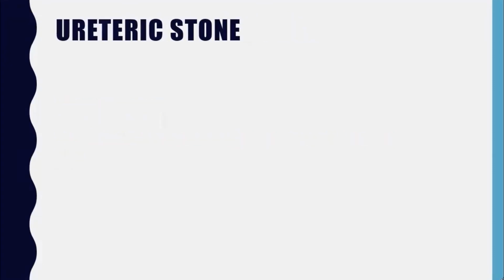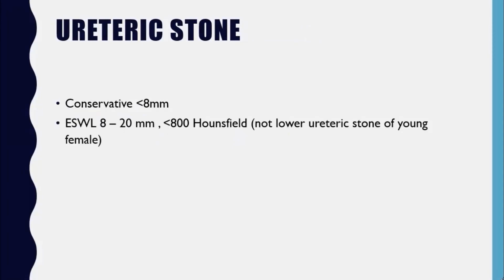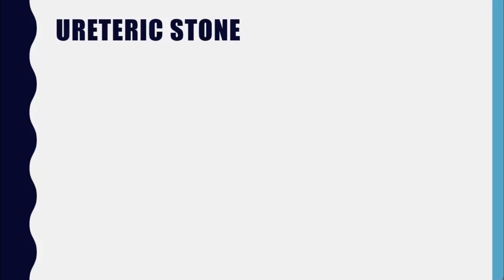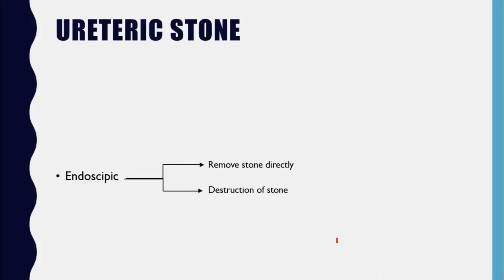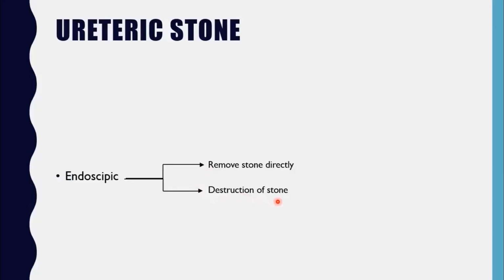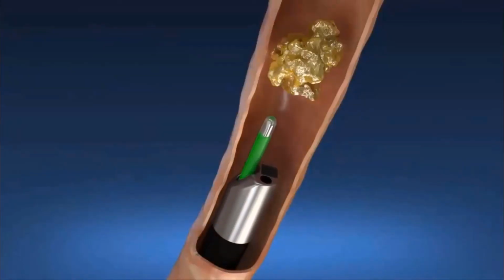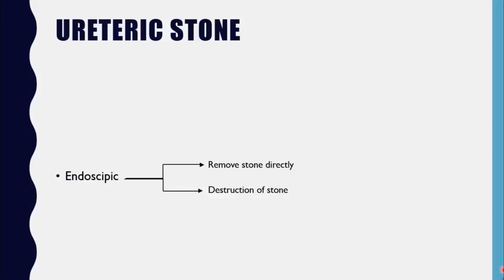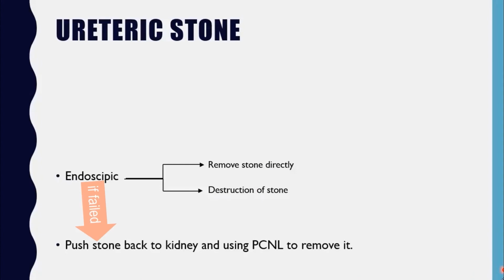Ureteric stone management is similar to renal stone. If the stone is smaller than 8 mm, it just needs conservative management. If it is between 8 mm and 20 mm and its hardness is less than 800 Hounsfield, we can use ESWL. If the stone is greater than 20 mm, we use endoscopic intervention, which has two types: remove the stone directly, or just break down the stone to pass through the urinary tract. If these two fail, then we can push the stone back to the kidney and use PCNL to remove it.